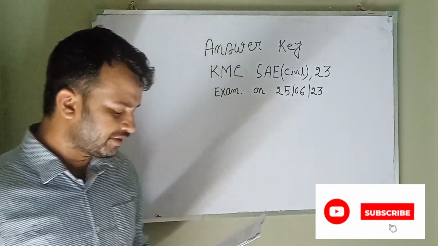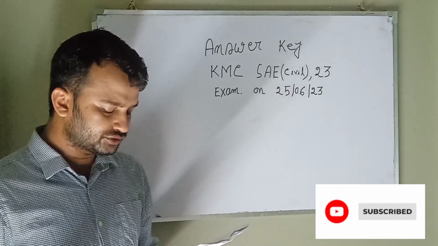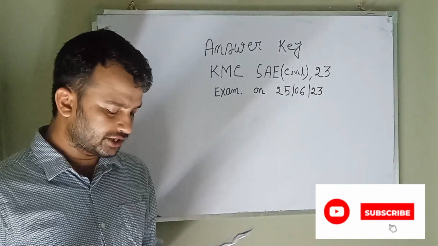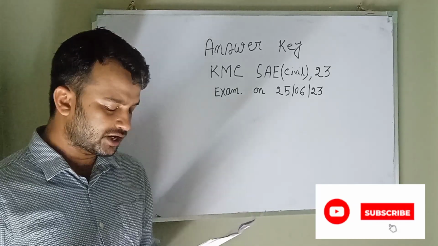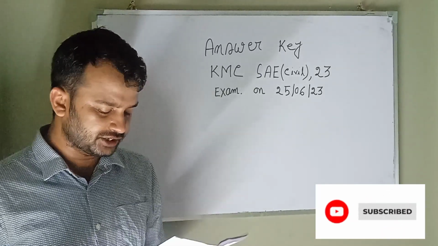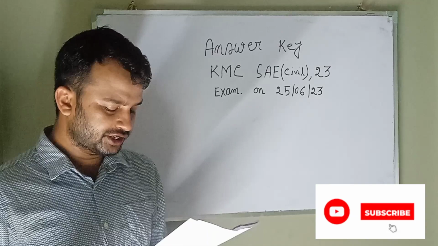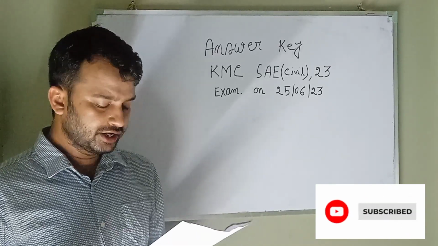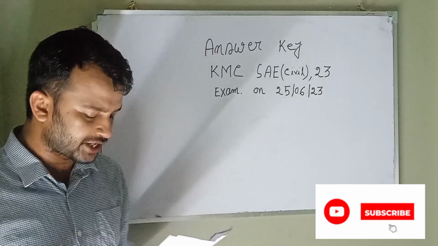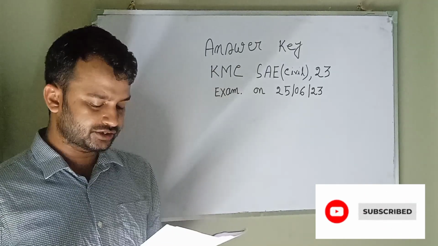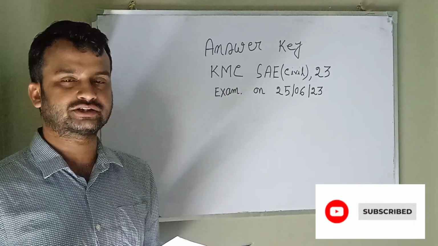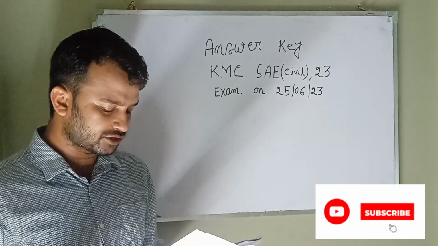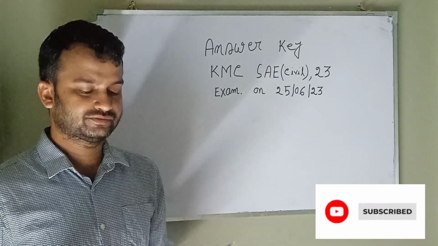Next, question number 15. In Simpson's rule, the line joining the tops of ordinates is assumed to be: option A circular, option B straight, option C elliptical, option D parabolic. In Simpson's rule, it is assumed that if we join the tops of the ordinates, it will make a parabolic curve. So the correct answer is option D, parabolic.